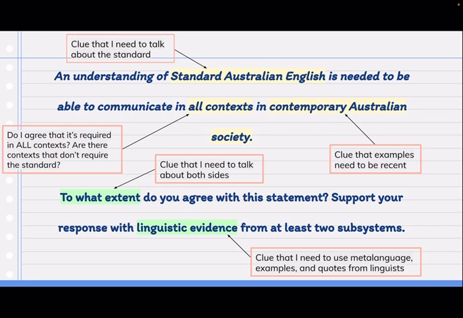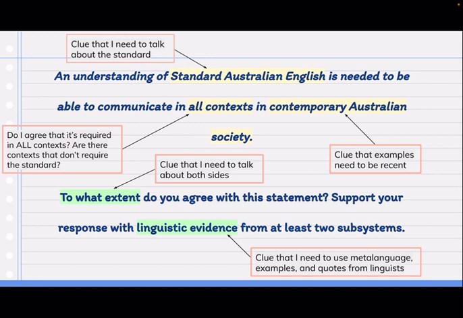So I've started with standard Australian English. That gives me a clue that I do need to talk about the standard. So I'm talking about standard and non-standard varieties. The second thing I've highlighted is all contexts, and the word all here is particularly relevant to how we're going to plan out our essay.